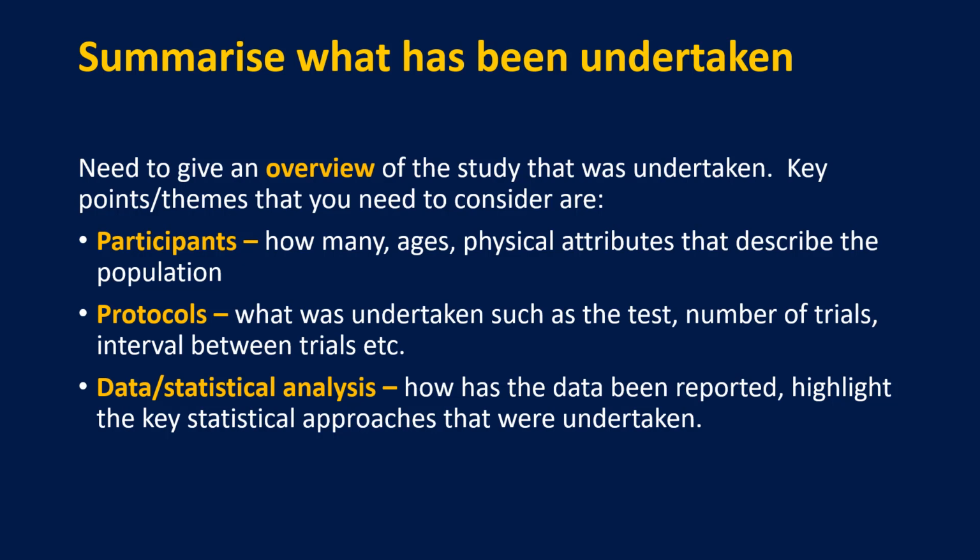And then the bit that most people forget about in an abstract, but it is still fundamentally part of the method, which is, well, how's the data been reported? So you need to summarise very briefly the kind of statistical analyses that were carried out. So again, if you've done quite complex analysis, let's say you've done ANOVAs and you've done limits of agreement and you've done technical error measurements, can you really show all of those to the reader? You have to think about the prioritising. So let's have a look at what this might look like in an example of an abstract.